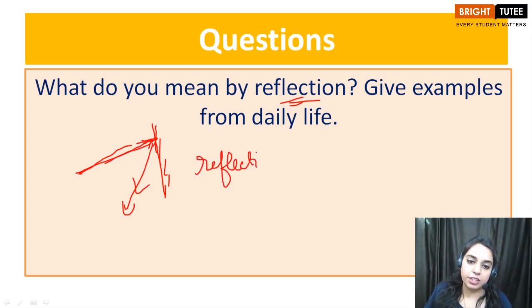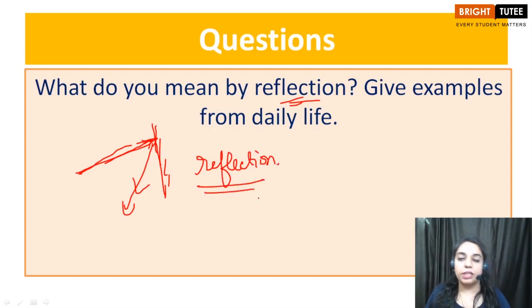And examples from daily life are, when you see yourself in a plain mirror, it is your reflection, so it is an example of reflection of light. Then if you are standing near a river bank and you try to observe yourself in water, you can see your image, and this is your reflection. Why? Because the water is acting like a mirror. Okay, so let's move to the next question.